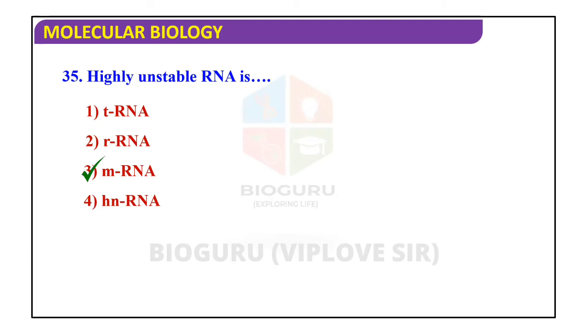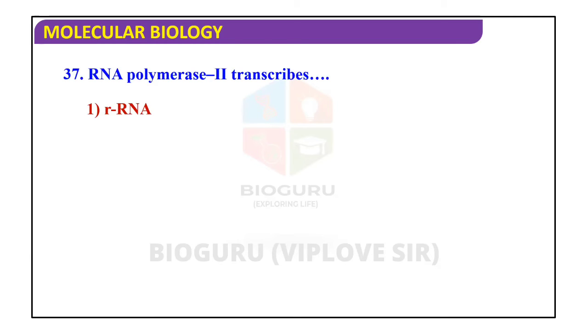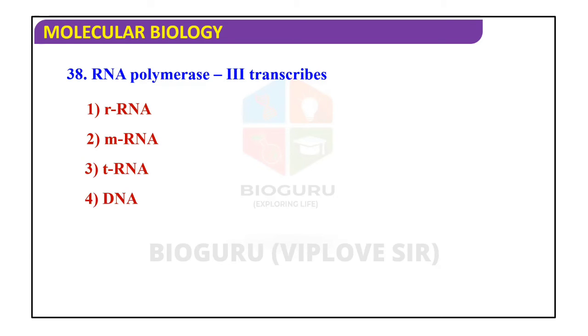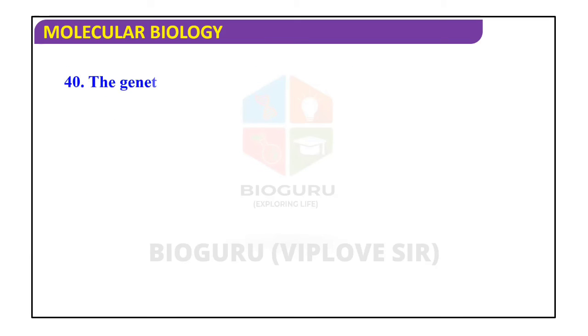Yes, it is mRNA. Then RNA polymerase 1 transcribes rRNA, tRNA, mRNA, or hnRNA. It is rRNA. RNA polymerase 2 transcribes rRNA, tRNA, mRNA, or hnRNA. Yes, it is mRNA. RNA polymerase 3 transcribes rRNA, mRNA, tRNA, or DNA. It is tRNA. Introns are removed and exons are joined in a correct order by splicing, capping, tailing. It is splicing, or removal of introns.